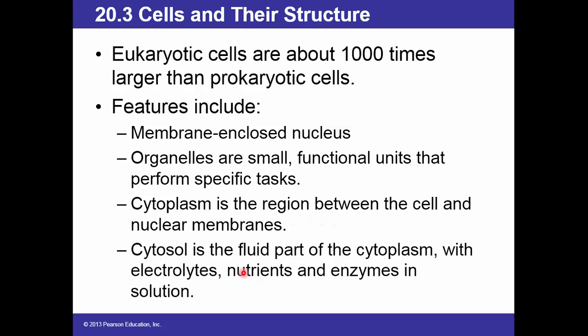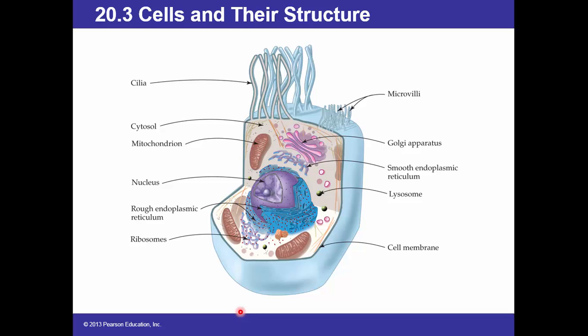Cytosol is the fluid part of the cytoplasm with electrolytes, nutrients, and enzymes in solutions. And this is the shape of the structure of the cell. You see here we have the mitochondria and cytosol. These are the ones important to us, where many processes occur in cytosol, others occur in the mitochondrial matrix, others occur on the endoplasmic reticulum, and other protein synthesis occurs on ribosomes, etc.